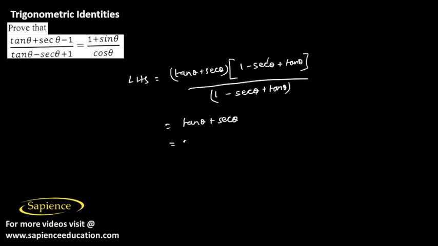Now tan can be written as sin theta by cos theta and secant theta is written as 1 by cos theta. So we will get (sin theta plus 1) divided by cos theta, which is our right hand side.